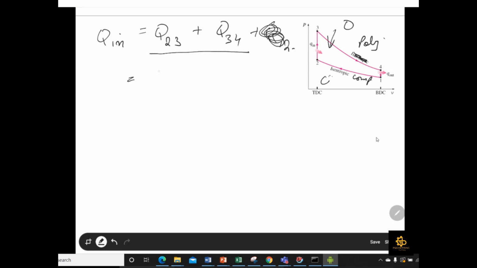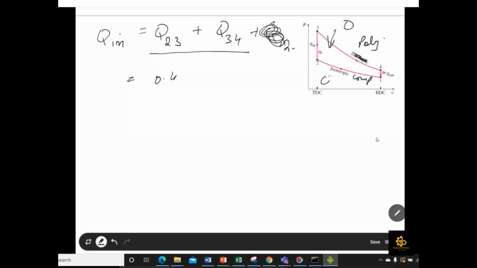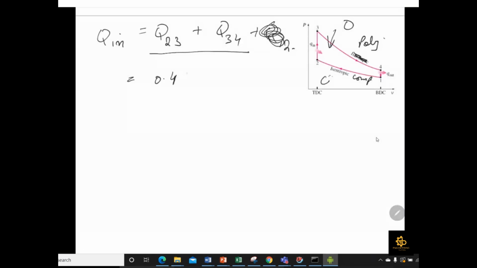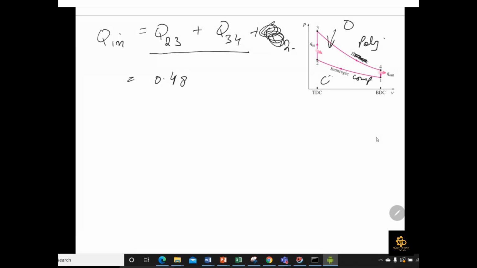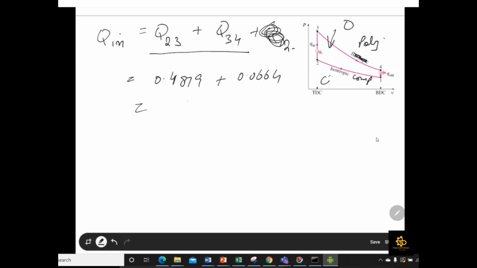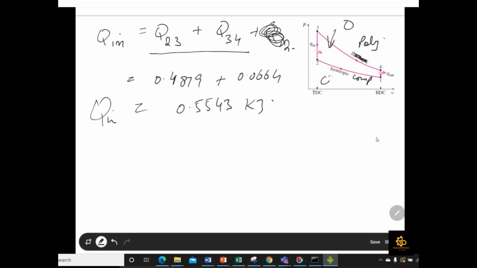Okay, so now Q23 is 0.4. What is the value of 0.4879 plus 0.0664? So Q in is equal to 0.55543 kilojoule. Okay, so this is your part number B, and now moving towards part number C.